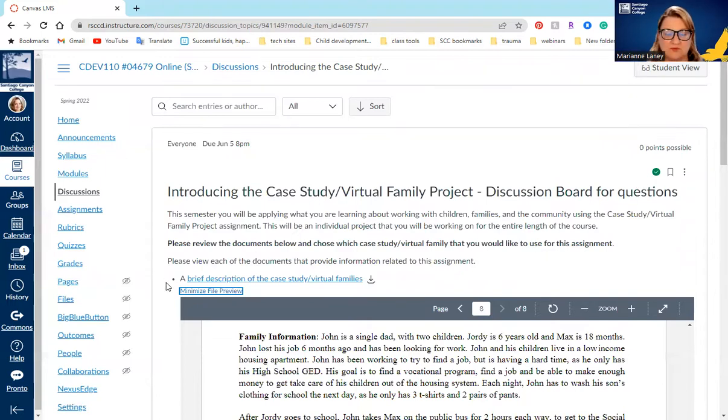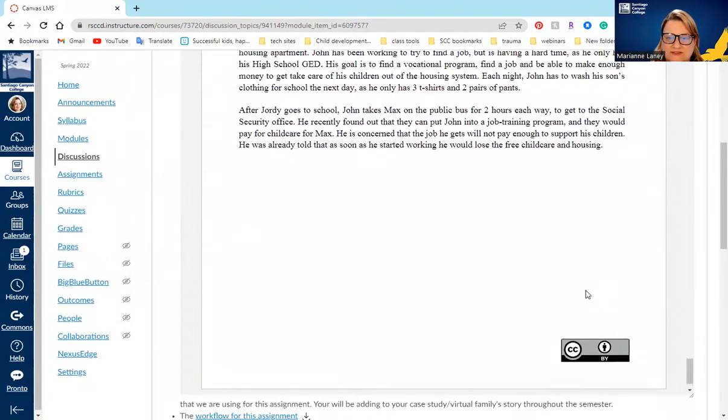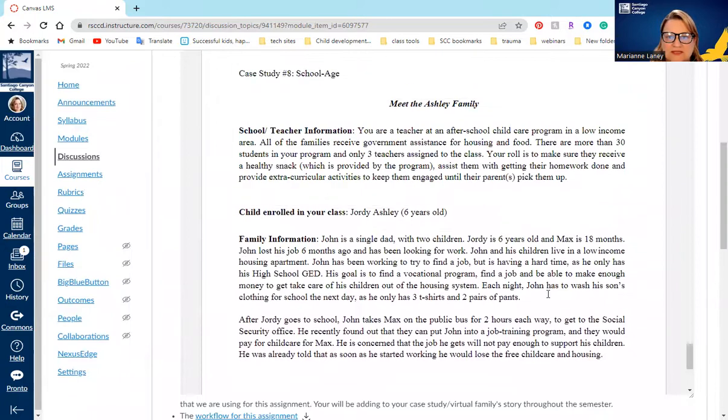Okay. Again, this is all in the scenario that you are a preschool director. It'll give you more information in there about who's enrolling in your program. So let's, for example, just pick this last one. Meet the Ashley family. You're a teacher at an after-school childcare program in a low-income area. So again, not a preschool, but you're working with kids after school.